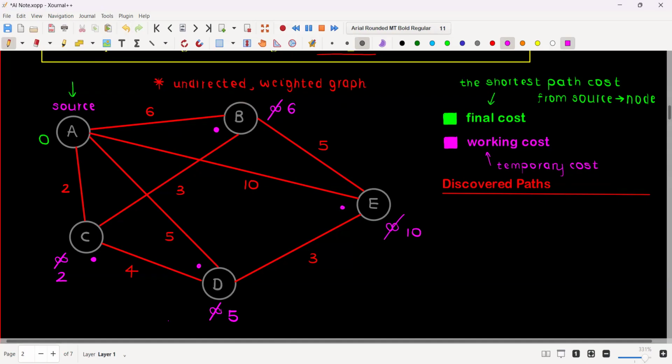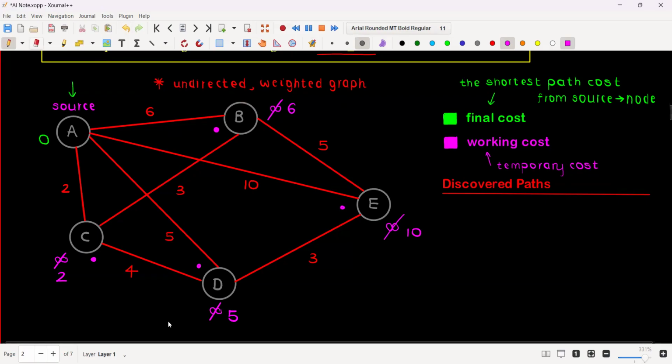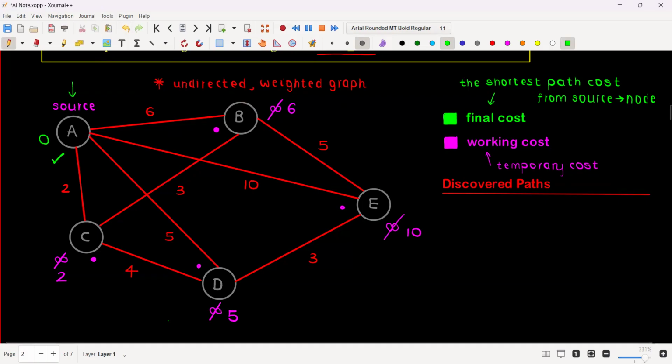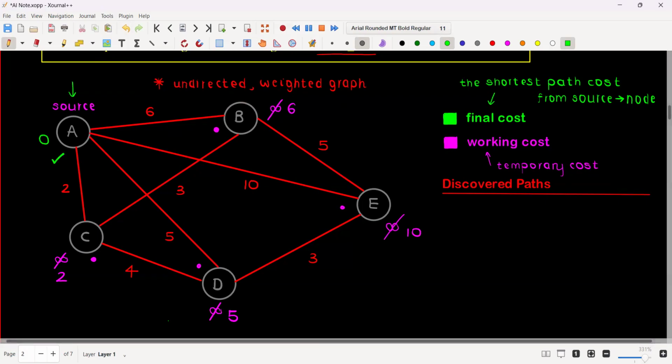Pretty cool, right? Okay. Now, one thing that I forgot to do was to mark that A has been discovered or A has been given a final cost. And in the exam, we usually do that by putting a nice tick mark next to A to signify that A has been fully discovered, right?